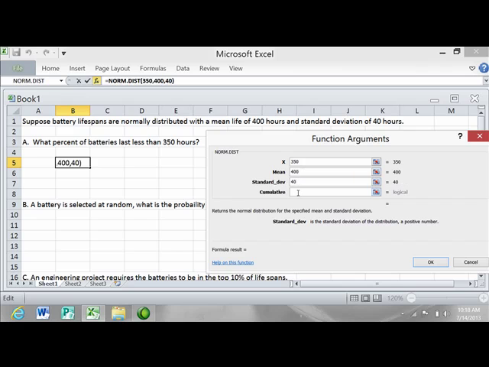And the key thing here is cumulative. What do you want? We want the cumulative function. We do not want the probability density function. If you were interested in experimenting, that density function can be used to graph that bell curve. But we actually want to use the cumulative distribution function. So we have to type true in here. Okay? And we click OK.